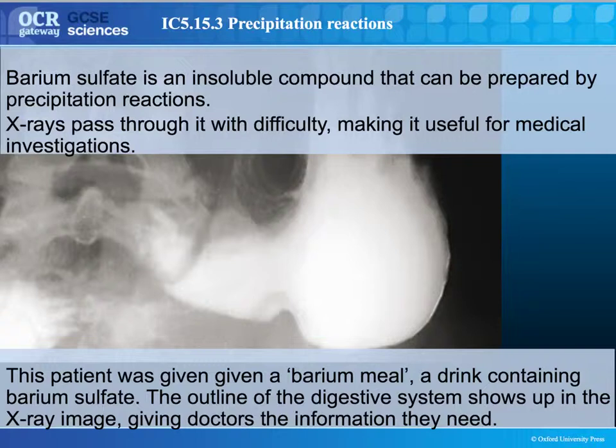People used to be given barium meals, and what you can see here is, I believe, a patient's stomach. This person has been given a barium meal, and when the sodium sulfate and the barium chloride that they've been given have mixed together, it's coated the lining of their stomach with this barium sulfate, allowing the radiographer to see the outline of the stomach.